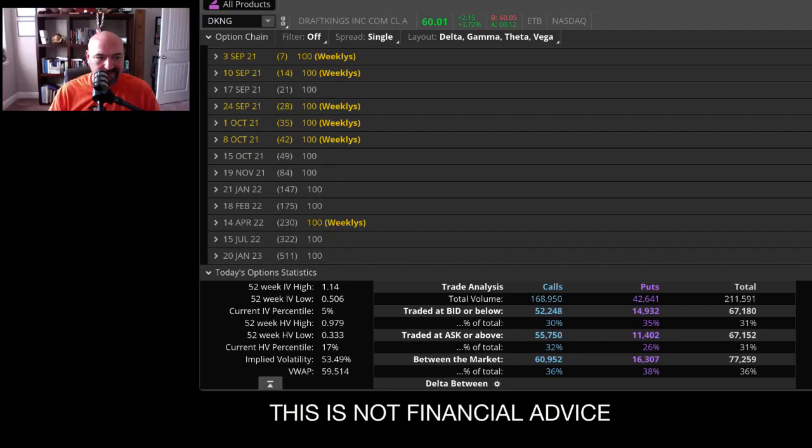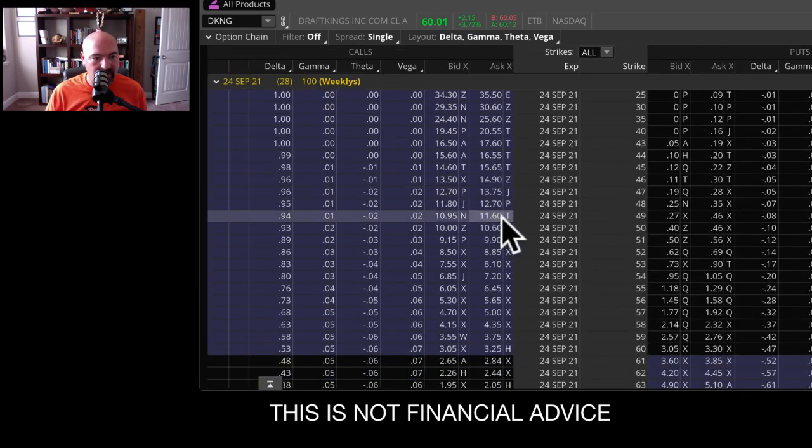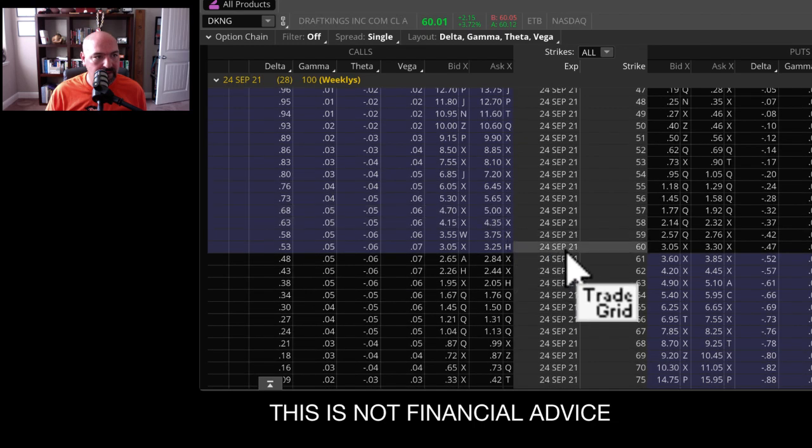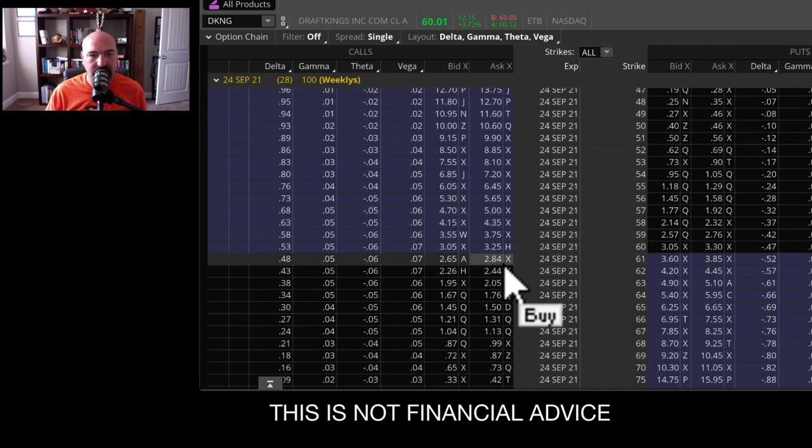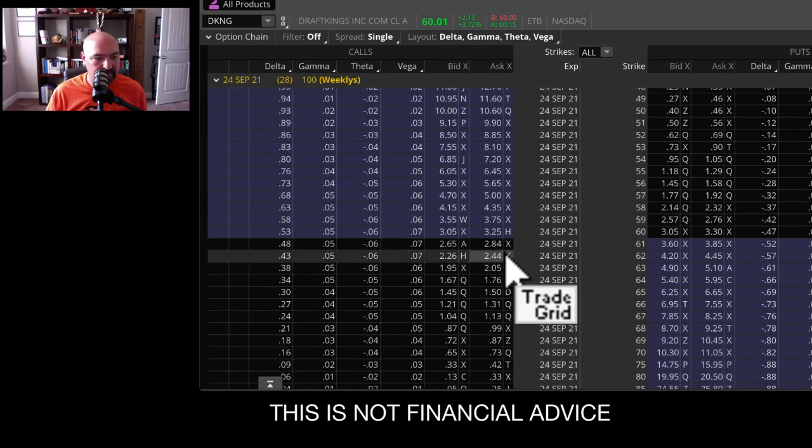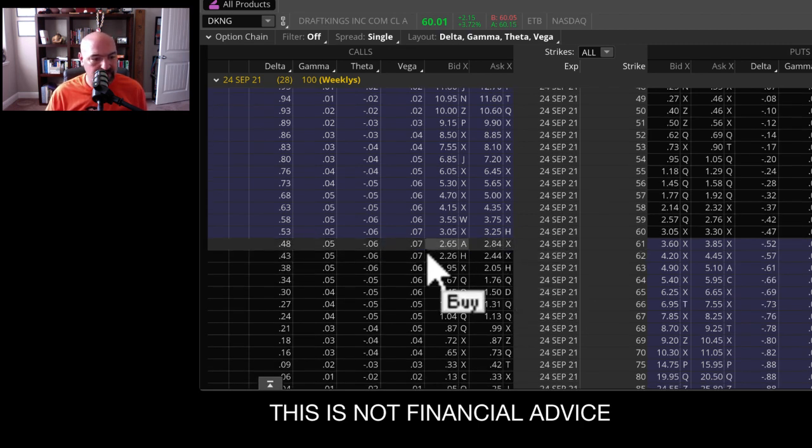Okay, we're going to start with DraftKings, ticker symbol DKNG. This is a play I've been following for some time, but the IV is relatively low. It's sitting at about 54% down here, 53.49%. So if we look at the contract that, let's say, is a month out, maybe September 24th, and let's just go in here and see at the money. Okay, so right here, at the money on September 24th, contract's going for $2.84. VEGA is 0.07. So again, sitting at 53% IV.